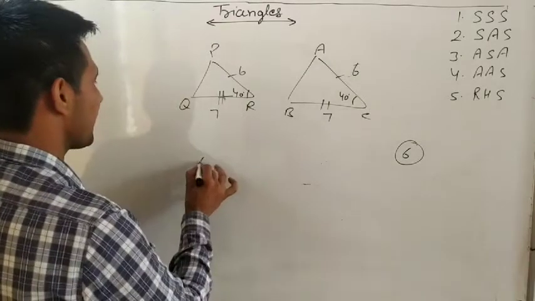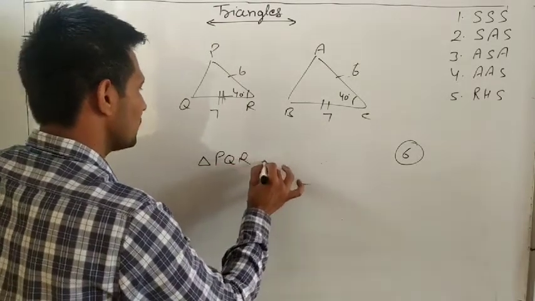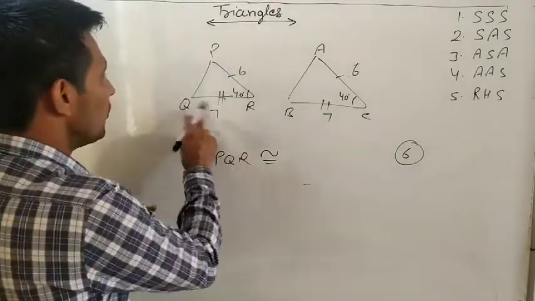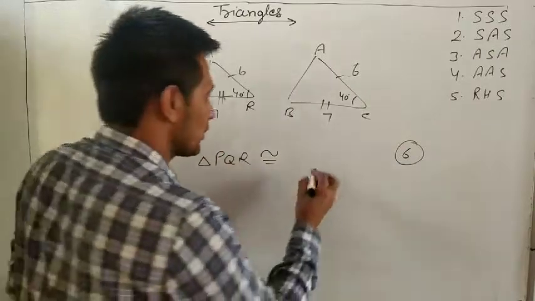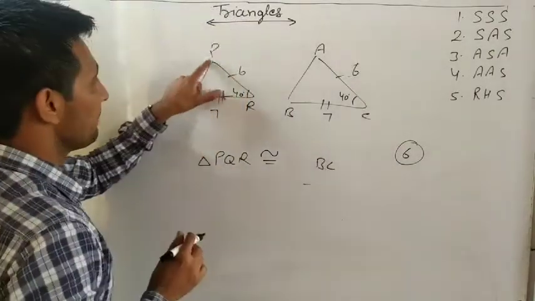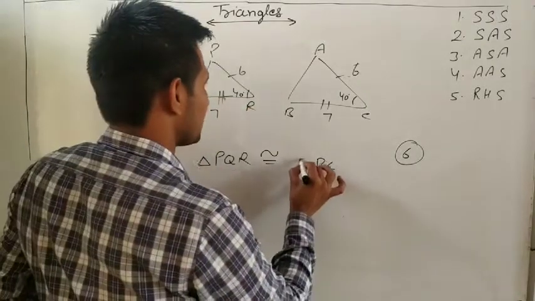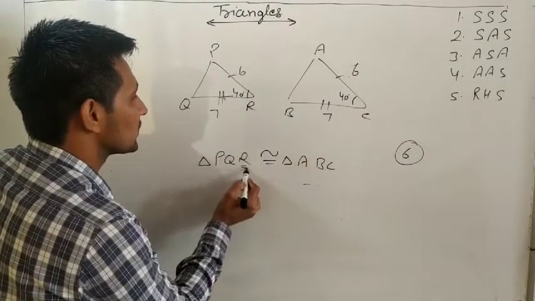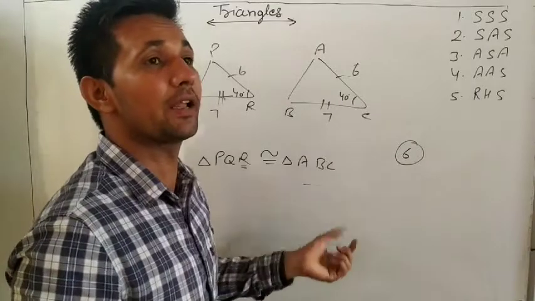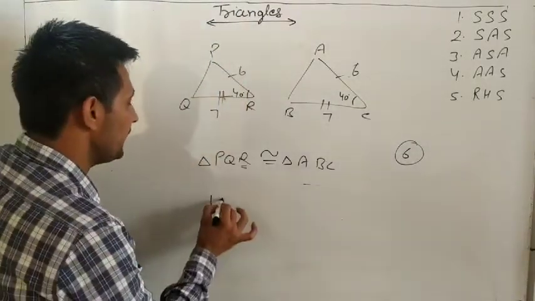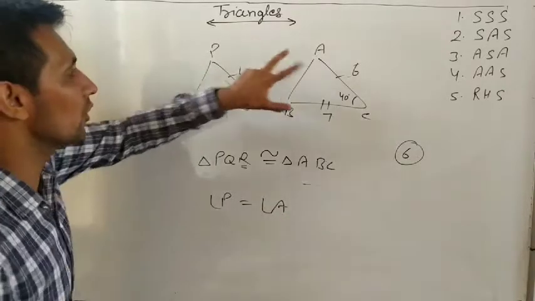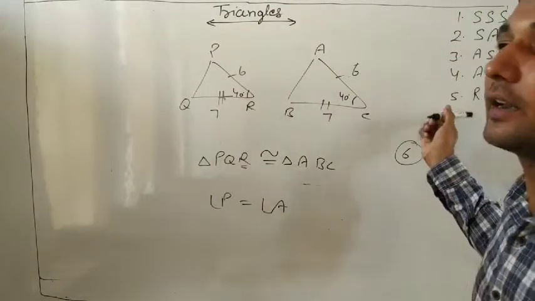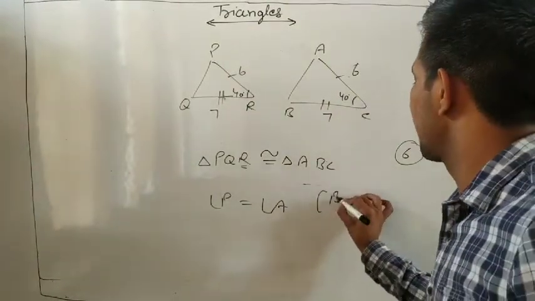Here are 2 triangles. Triangle PQR is congruent to which one? Always we will write in order. QR equals BC, and both are last. PR is first and last, equal to AC, 6. Angle R is last, 40, and angle C is also 40. They are corresponding. Corresponding part means angle P equals angle A. Here it is not given whether angle P equals A or not. We don't know.